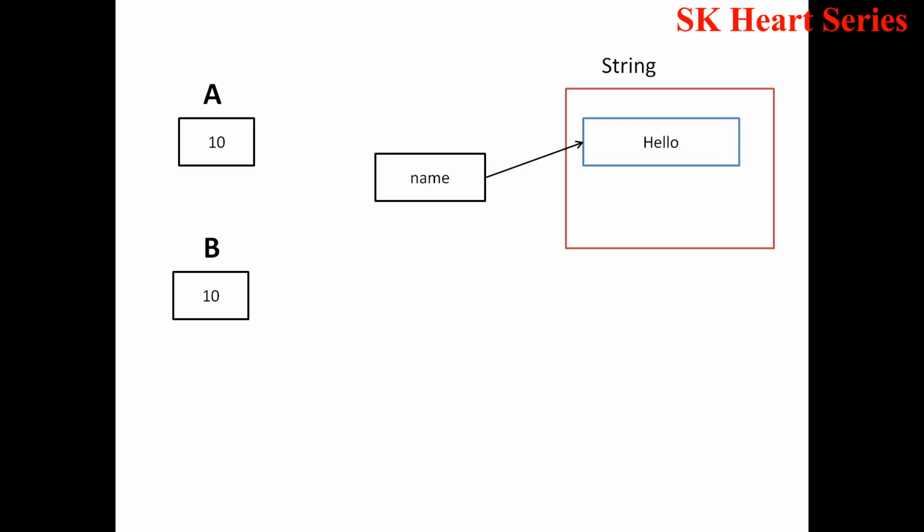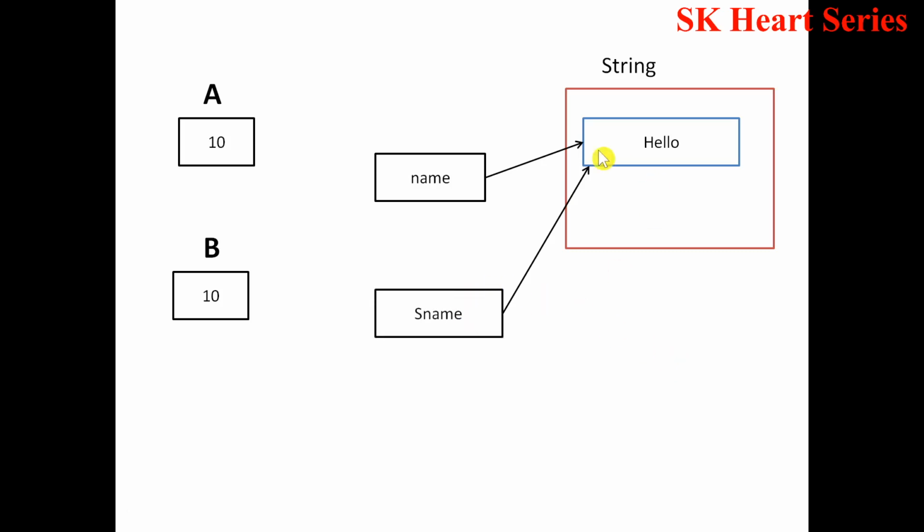And when you assign the value of name to sname, that is type string, sname is also type string. When you assign the value of name to sname, it will copy the reference of that string object, and it will not create a separate copy for sname. It refers to this object.